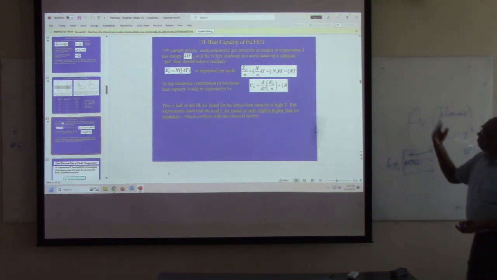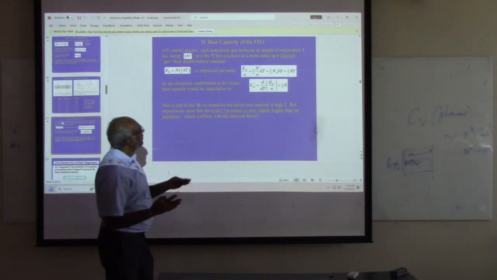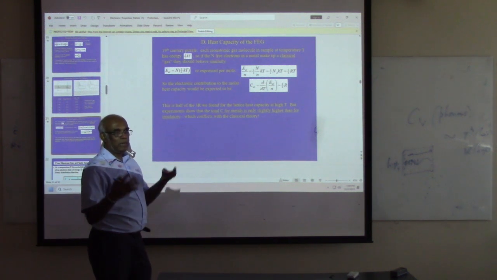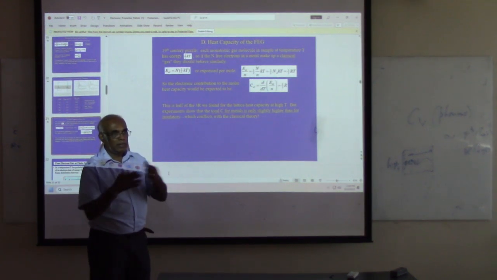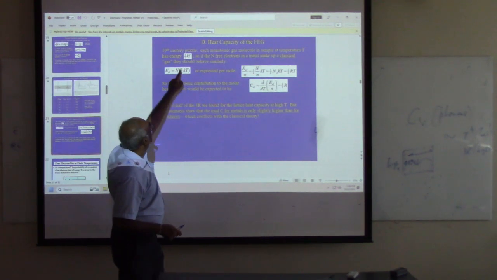So if you use a very simple argument like we did before, if I take a three-dimensional system, like one atom, how many degrees of freedom do we have? 3, right? In the 3 directions. So then we can calculate the total energy.